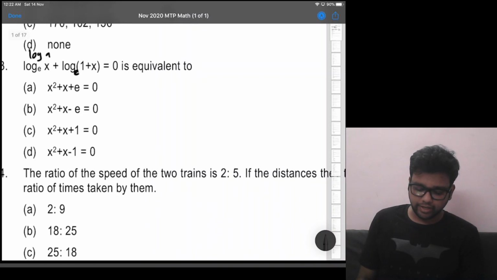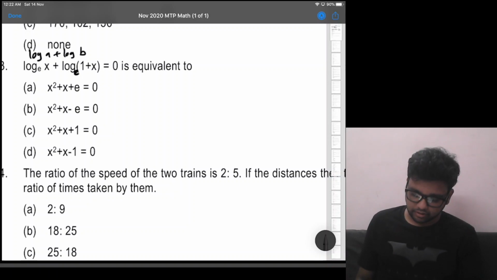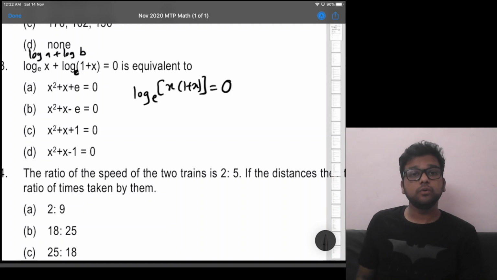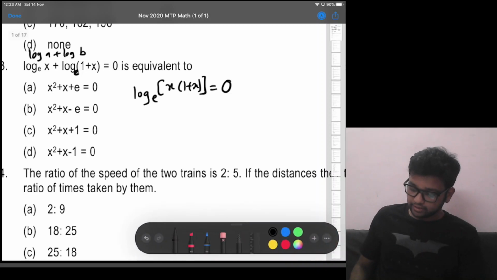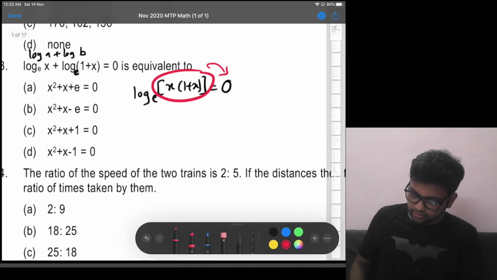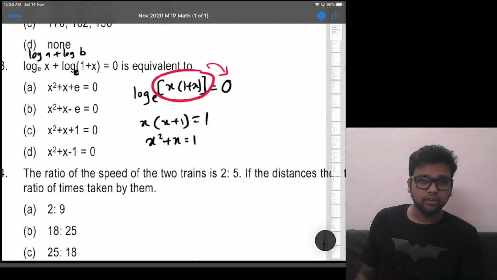Now you know that log a plus log b, the base being the same, is log ab. So it will become log of x into 1 plus x to the base e is equal to 0. Now tell me, log of what is 0? Log of what is always 0? Log of 1 is 0, right? That means that number must be 1. x into 1 plus x must be 1 because log of 1 is 0. That means x square plus x is equal to 1. That means x square plus x minus 1 is equal to 0. Option D is the correct answer.